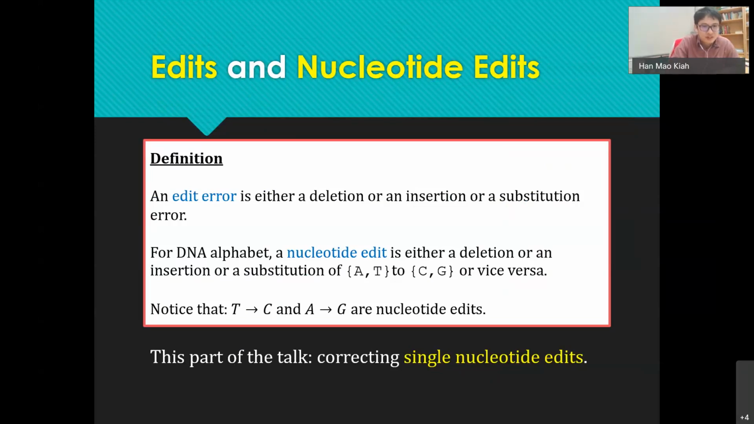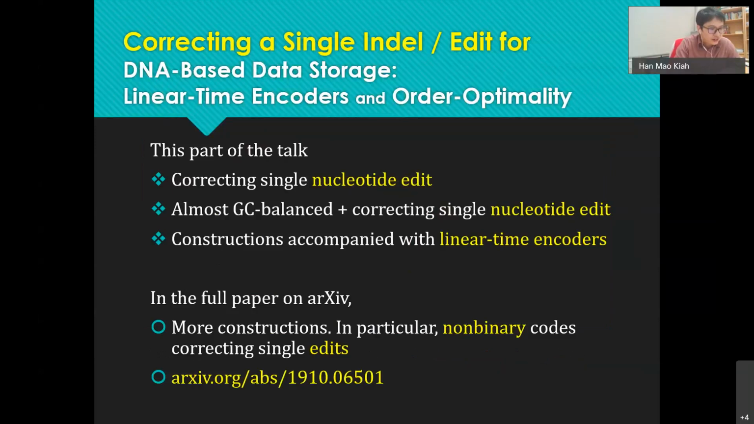Specifically, we'll look at correcting a single nucleotide edit and also try to combine this error correcting capability with the GC balance constraint. As before, we want explicit codes with efficient encoders, and in this case, we actually have linear time encoders. Again, we have a full paper whereby we also talk about the non-binary case and correcting single edits in general.